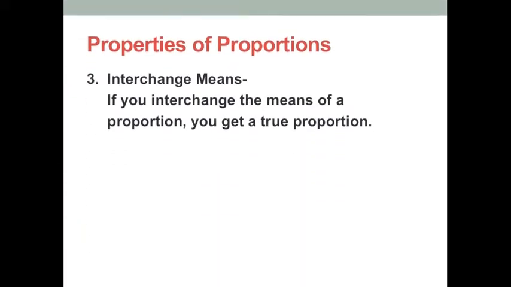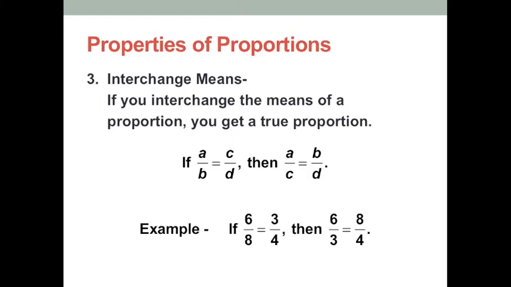The next property of proportions is called interchanging the means. If you interchange the means of a proportion, you get a true proportion. So for instance, again with our example, A over B equals C over D, you can exchange the means and come up with A over C equals B over D. You'll still get a true proportion. So for example, 6 over 8 equals 3 over 4. Well, you can interchange the means and end up with 6 over 3 equals 8 over 4. They're both true statements.